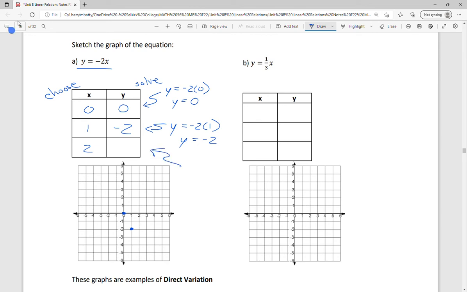I'm doing a third point just as backup here. So I'd have y equaling -2 times 2, or y equaling -4 when x is 2. So I can fill in my chart and I can make that third ordered pair on my line. So I can draw it like that.